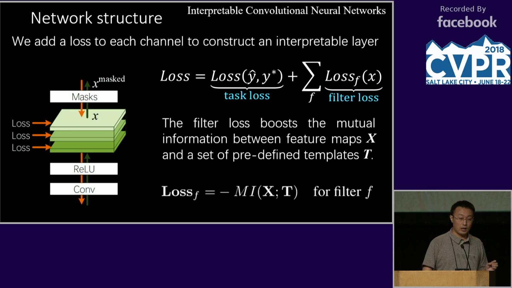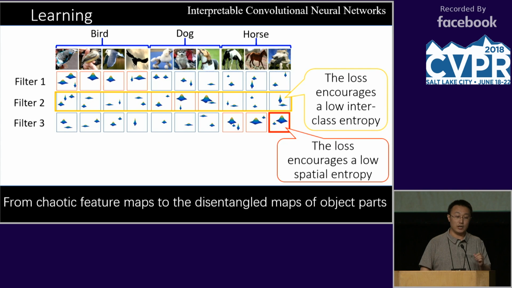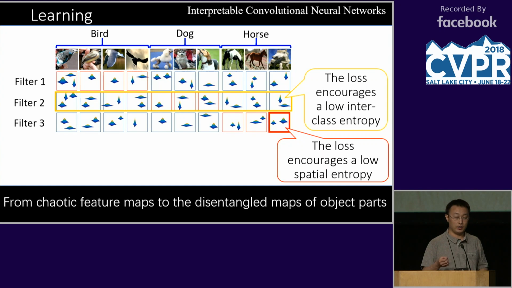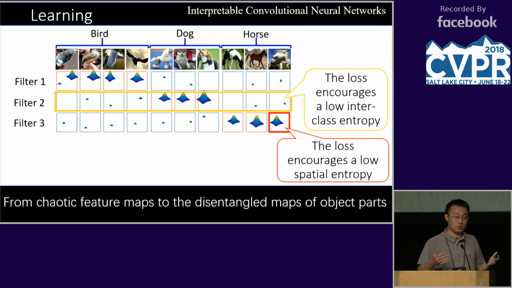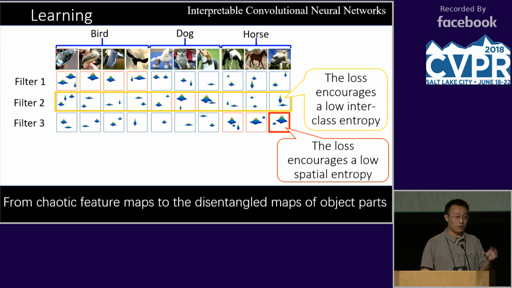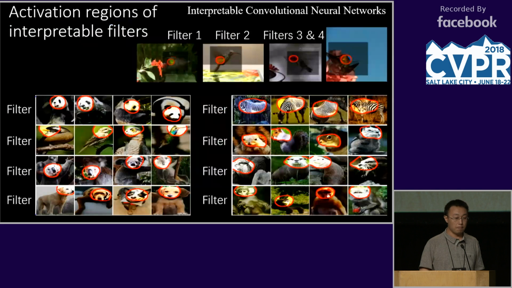And this filter loss can also encourage a low spatial entropy of the neural activation. That means in each feature map, the filter should only be activated in a single unit, in a single location, instead of having 3 or 4 peaks. We assume that texture patterns always have several peaks in the feature map. But if this feature map represents a part, it always has a single peak.